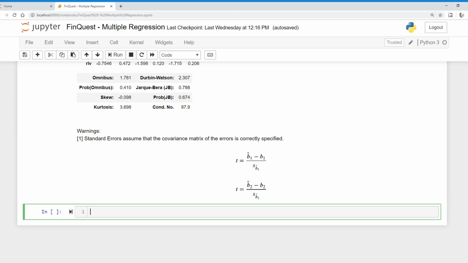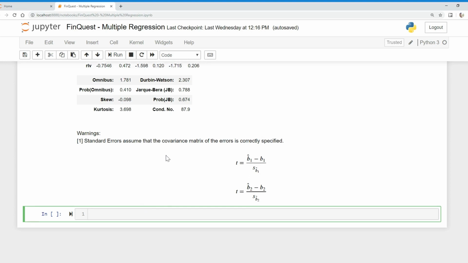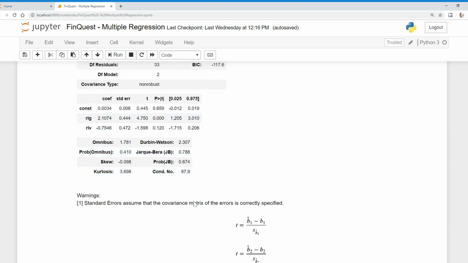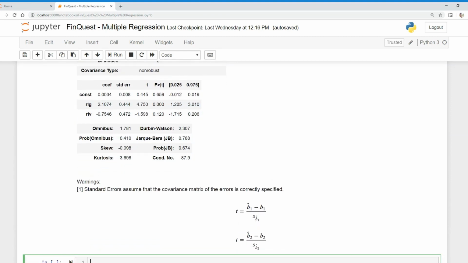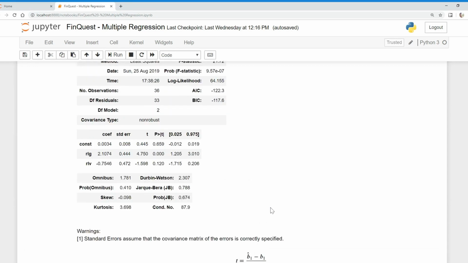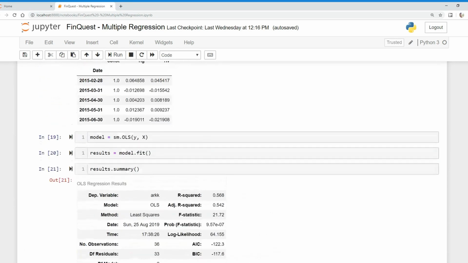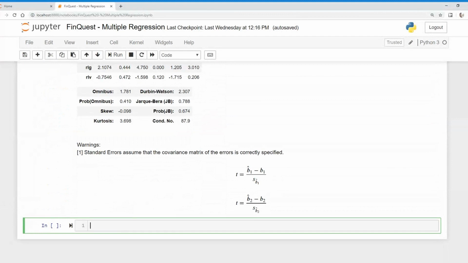We can use something called a t-test of significance. It looks like so. And so what do we have here? We have a regression estimate of B1. That's the estimate here, 2.1074, minus our hypothesized value. And remember, that was zero. We hypothesized that it would be zero. And then finally, we have our estimated standard error of our coefficient. And so we can do the same thing with our second slope coefficient on the Russell value index.